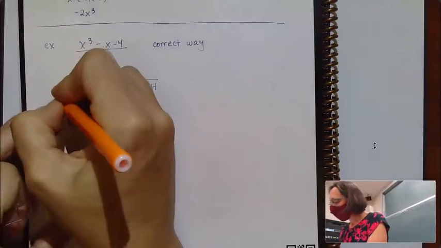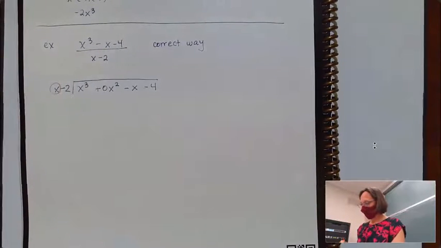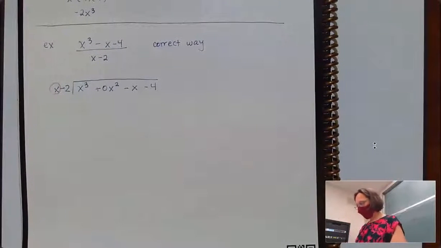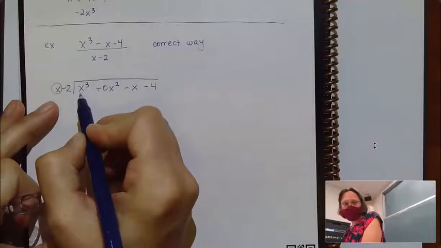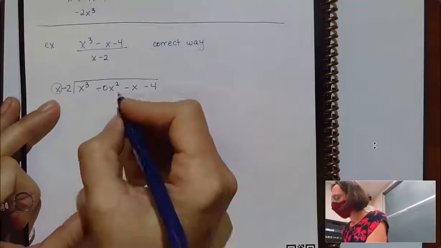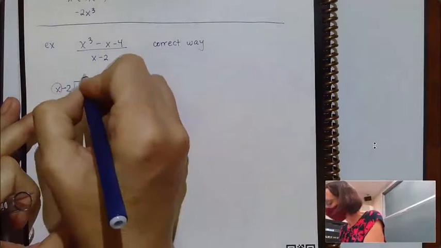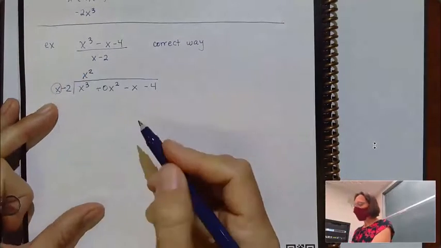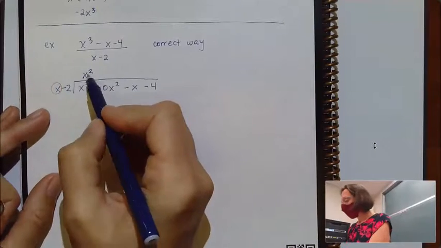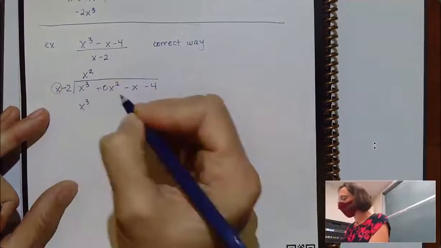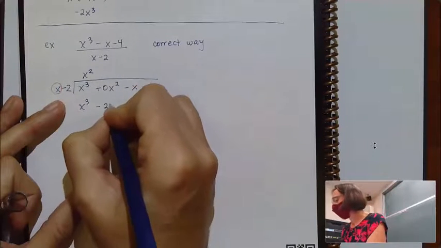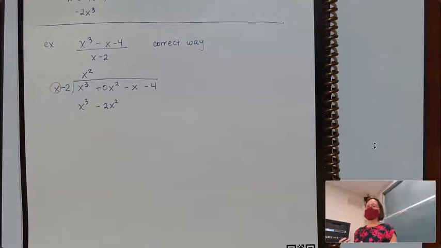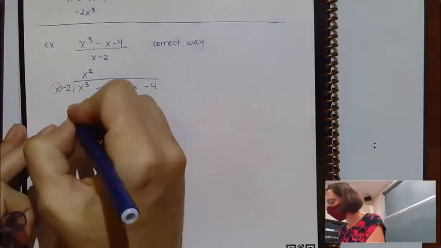So when I do this long division, I'm looking at the x, and I'm saying, x times what gives me x cubed? Well, that's going to be x squared. When I distribute that down, x squared times x gives me the x cubed that I was looking for. And then x squared times -2 would give me -2x squared. The reason I like to have a placeholder is to make sure that I can line things up vertically and subtract like terms.